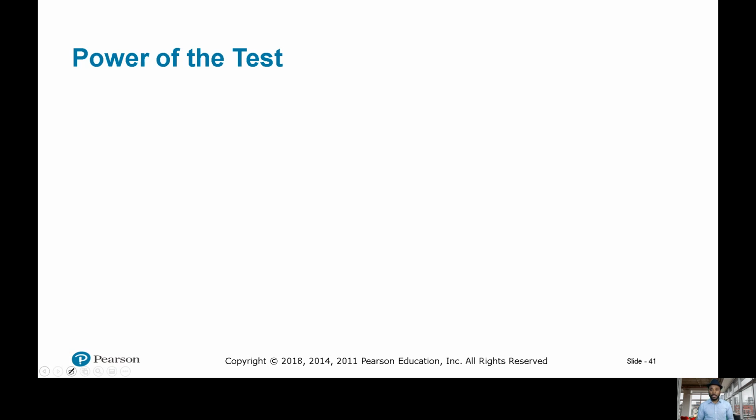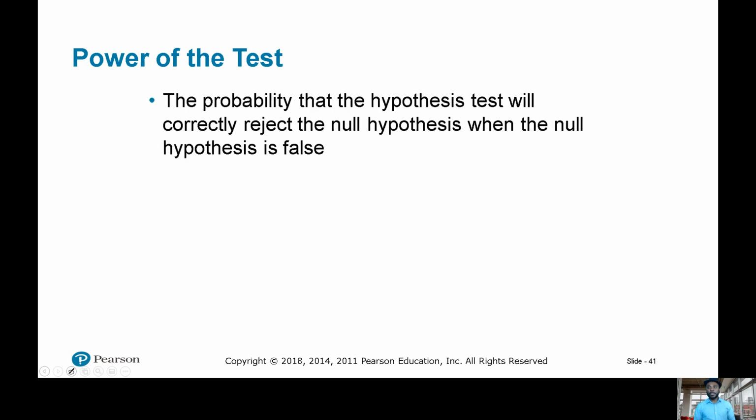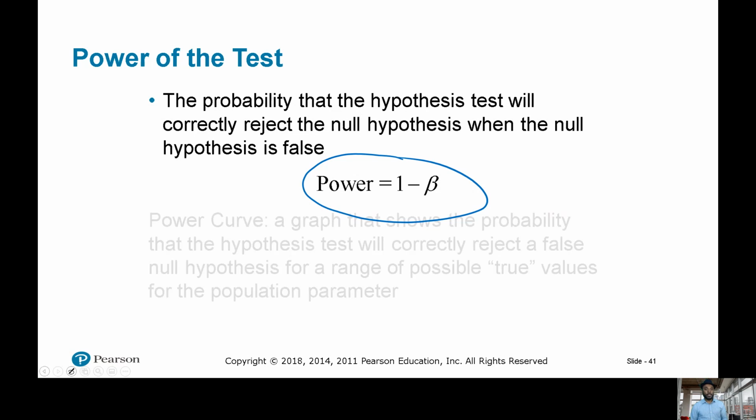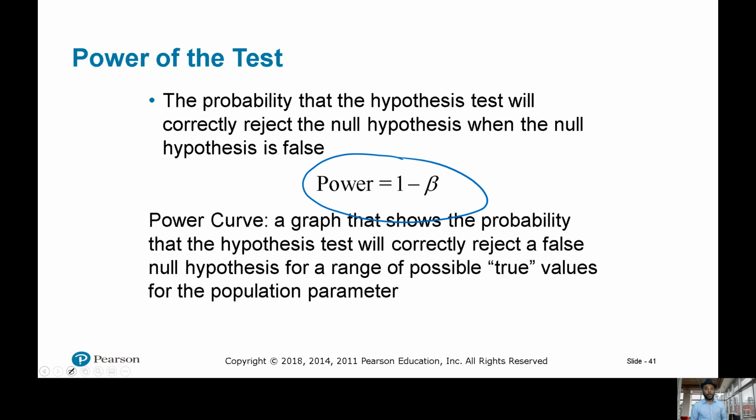And then I talked about the power of the test. So usually, the power of the test is the probability that the hypothesis test will correctly reject the null hypothesis when the null hypothesis is false. And this is a general expression for it. So when we determine beta, we can determine the power. And we also talk about the power curve. So it's a graph that shows the probability that the hypothesis test will correctly reject a false null hypothesis for a range of possible true values of the population parameter.